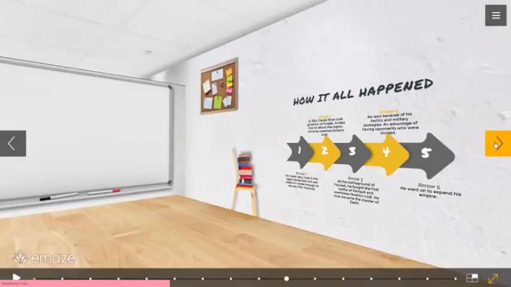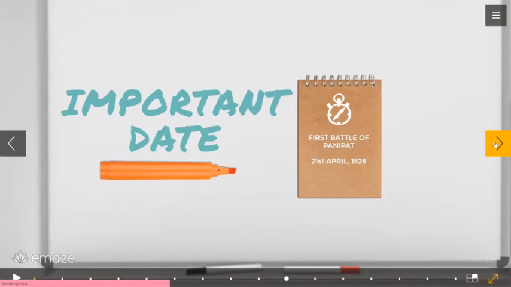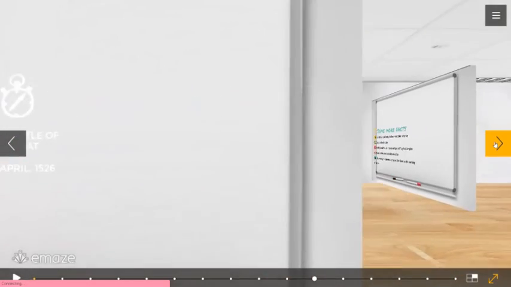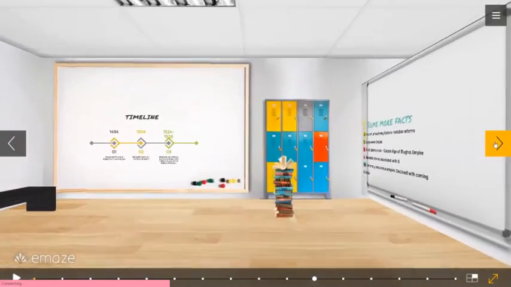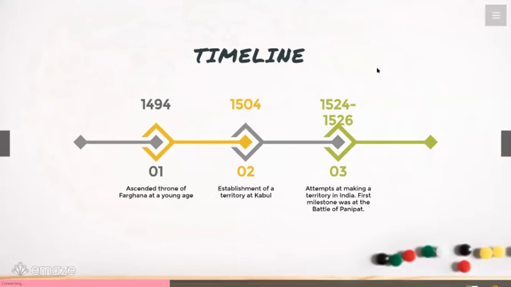Now, after that, what happened? Okay, he got the territory well and good. So before we move on, this is an important date you have to remember. The first Battle of Panipat. When was it fought? 21st April 1526. You shouldn't forget this very important date. So after the Battle of Panipat, what happened? Did it just end there? We're going to find out. But before that, we'll just look at what happened before.